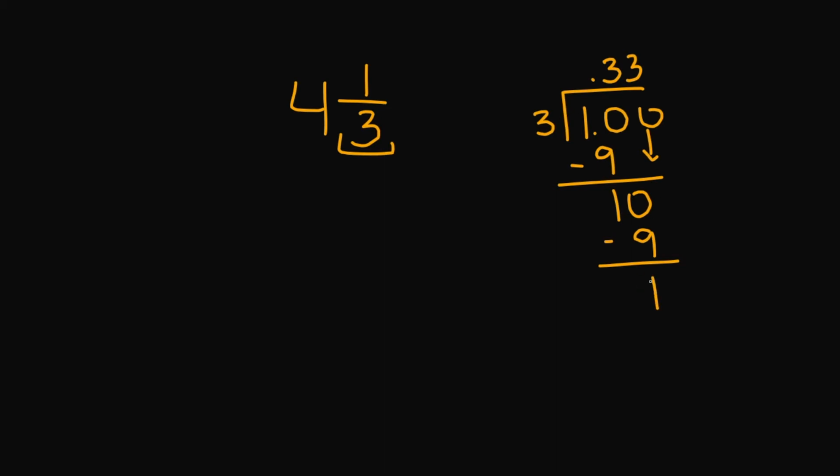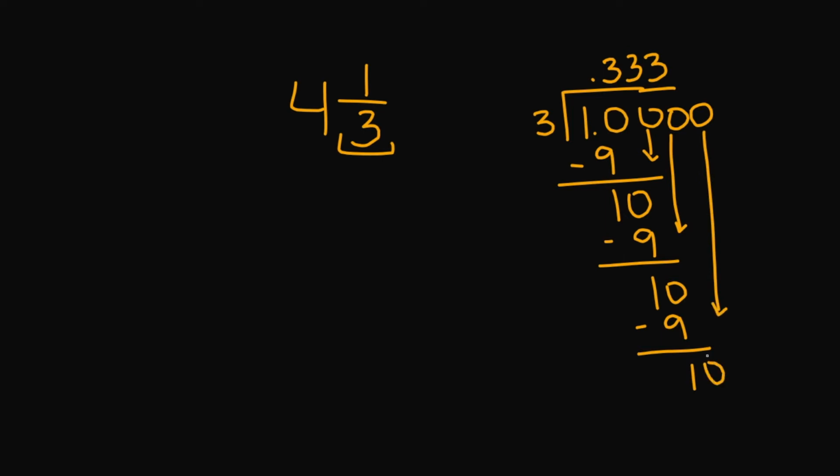3 doesn't go into 1. However, 3 goes into 10 3 times again. 3 times 3 is 9. 10 minus 9 is going to equal 1. 3 doesn't go into 1. However, 3 goes into 10. We said 3 times again. So 3 times 3 is 9. And as you can see here, we do have a repeating decimal. The number 3 continues to go on and on and on.